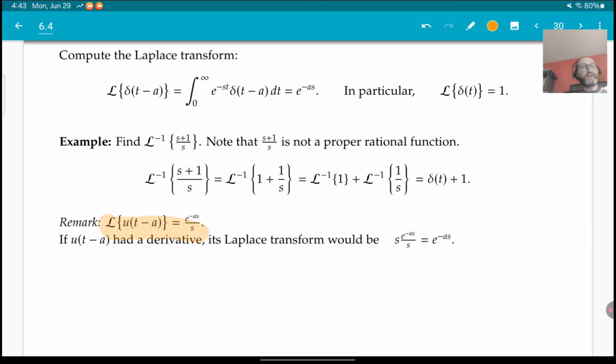So it jumps. And so its Laplace transform is e to the minus as divided by s. Now, if this thing had a derivative, right? And it does, well, it sort of does at most points, right? At most points, it's just constant, right? Except at that jump discontinuity. I mean, what's the slope of that function? And it doesn't seem to even make sense, as a question.